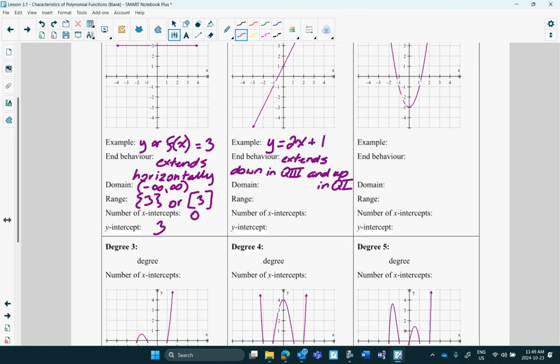The domain is everything because it goes to the left forever and the right forever. The range is everything because it goes to the left forever and the right forever. The number of x-intercepts it could have, 1. And what's the y-intercept of this specific one? 1.